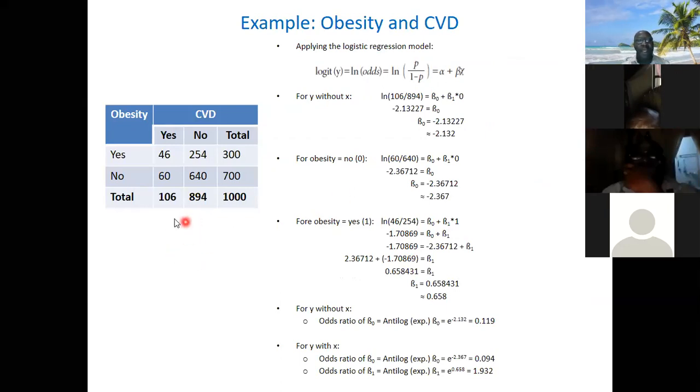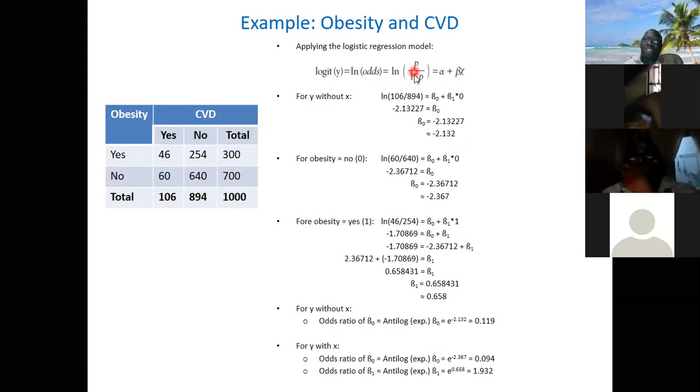If you remember, the total is 1,000. 106 have cardiovascular disease, 894 did not. So without X, without looking at any factor responsible, you have the output as 106 out of 1,000. The probability of having it is 106 over 1,000. The probability of not having it is 894 over 1,000. If you divide 106 over 1,000 by 894 over 1,000, the 1,000s cancel and it becomes 106 over 894. That is probability over 1 minus probability.